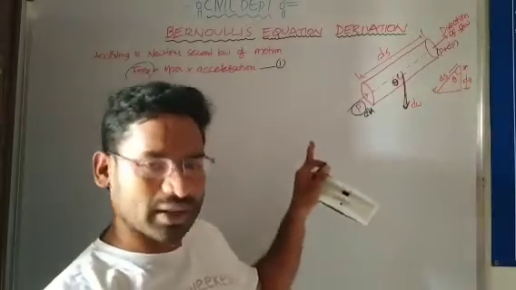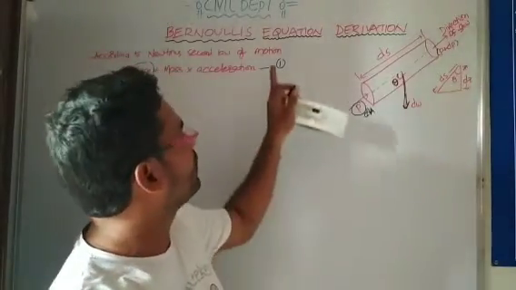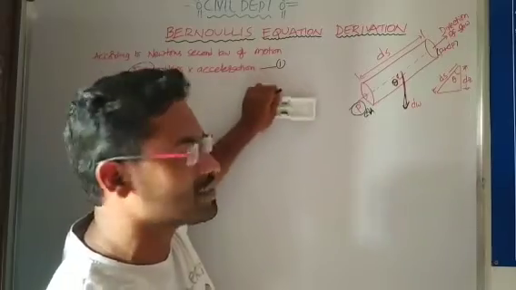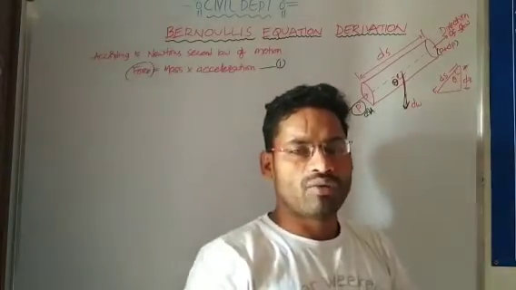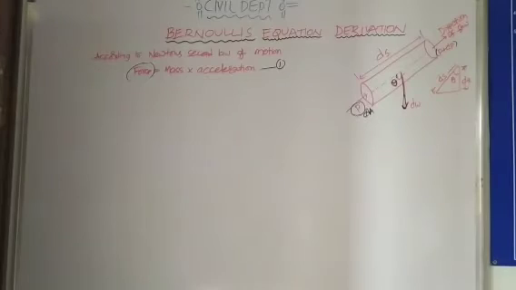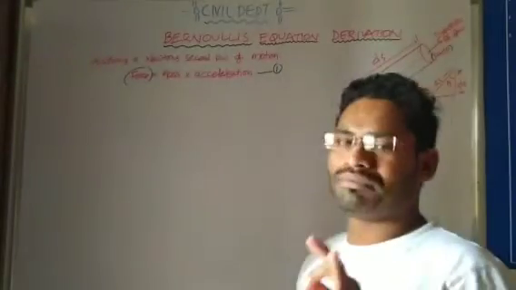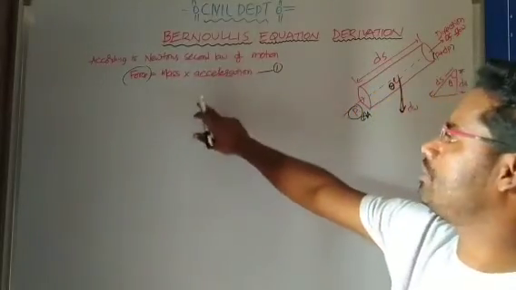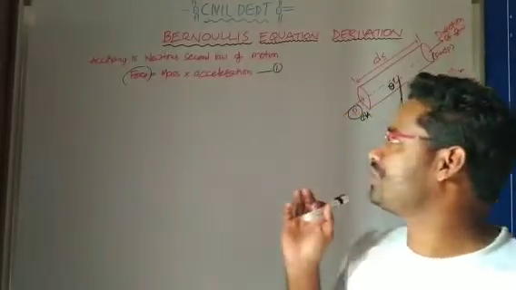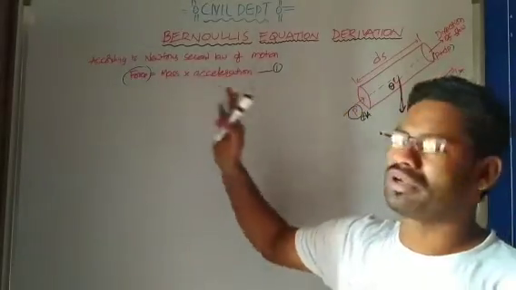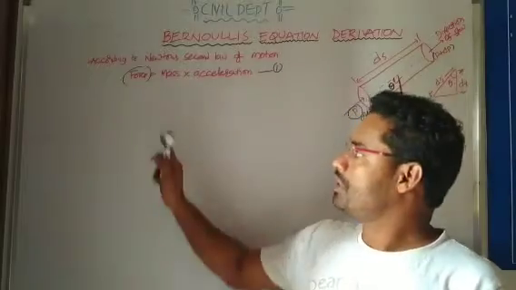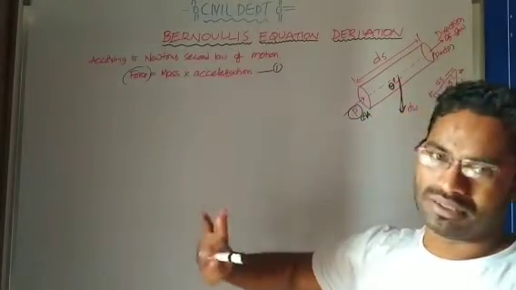So now I am going to derive the equation P by rho g plus V square by 2g plus Z. The basic equation for the derivation of Bernoulli's theorem is Newton's second law of motion. According to Newton's second law of motion, F is equal to m into a. So force is equal to mass into acceleration.